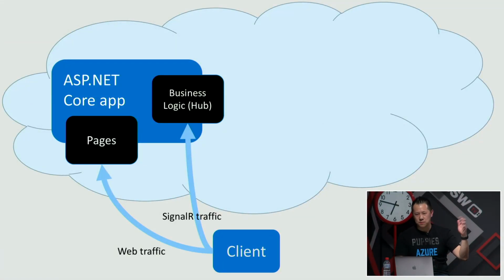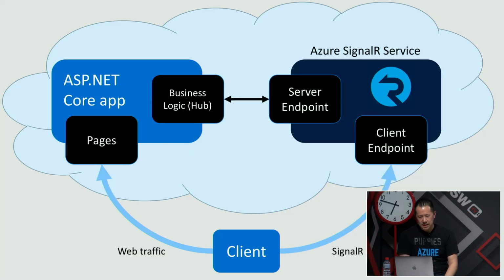So just a couple of diagrams to drive this home. This is the way that our application is currently working right now. We have both the SignalR Hub and the rest of the ASP.NET Core app on the same instance. And the clients are connected to the same instance of ASP.NET Core, whether it's using web traffic or SignalR traffic. And the Azure SignalR Service will decouple the web traffic from the SignalR traffic. So now all the SignalR traffic will go to the SignalR Service, and all the web traffic still goes to ASP.NET Core, your application that you had before.